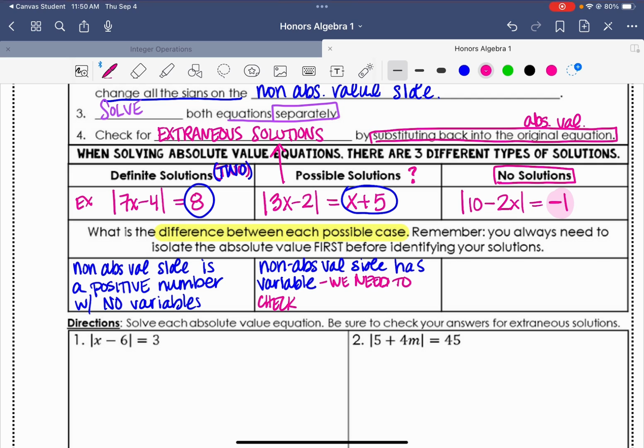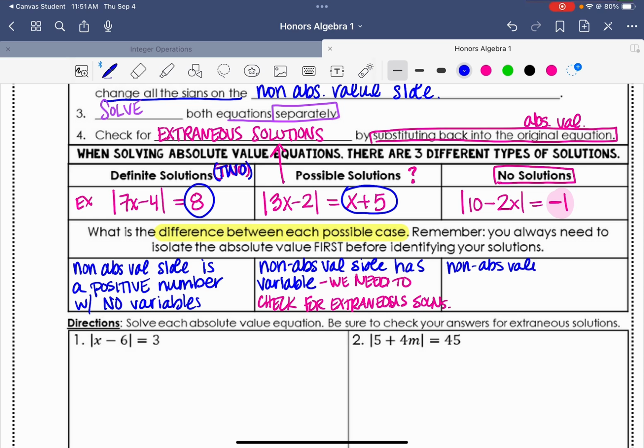For extraneous solutions, because we don't know what that x could be. When we solve for x, we don't know if it's going to make it possible. So, extraneous solutions, okay?